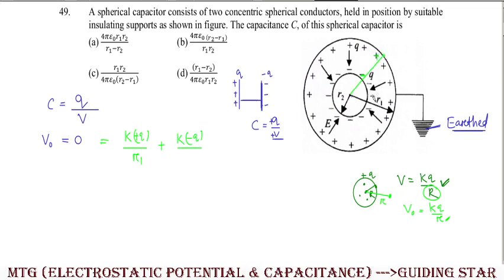That is the same as R1, so that will be R1. So these two will cancel out, and finally you will get the potential of the outer sphere as 0. That means if the location is R3, the potential there will be 0.